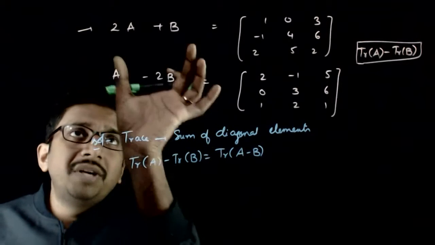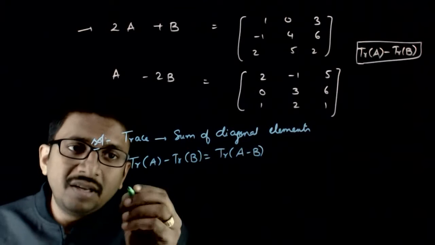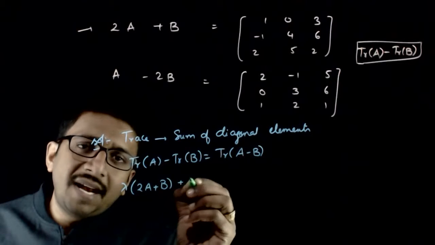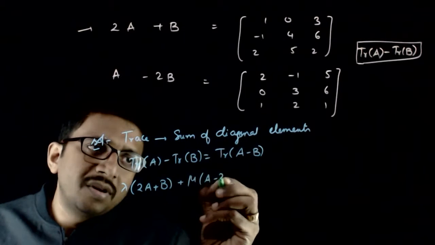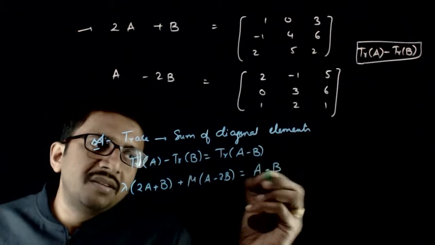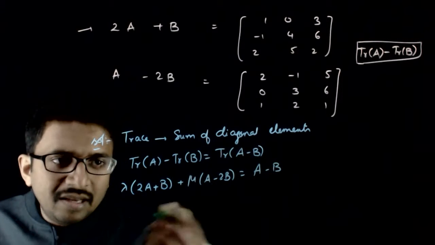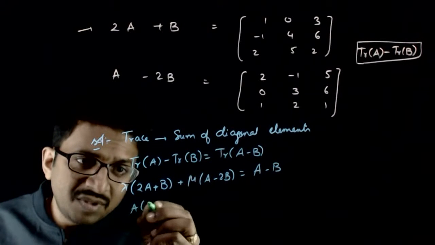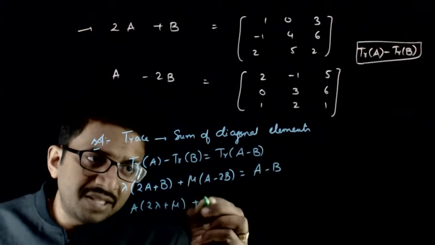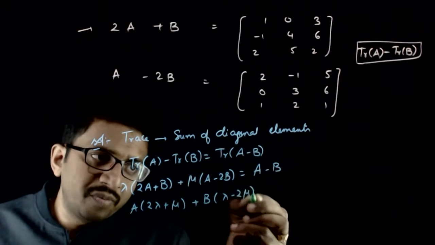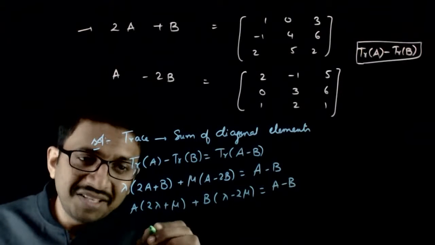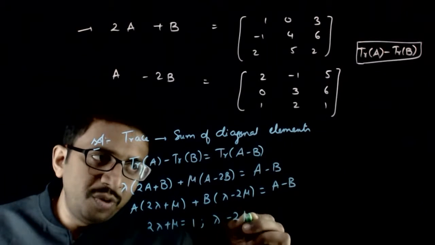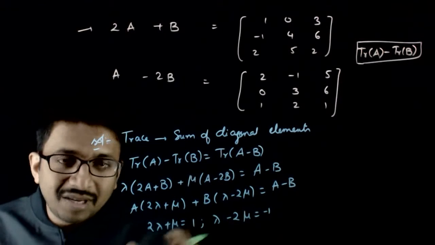So I want A minus B. What should I do with these two equations to get A minus B? Let us say that I'll multiply my first equation with lambda and my second equation with mu to get A minus B. So I'm trying to find the value of lambda and mu which give me A minus B. So A times 2 lambda plus mu plus B times lambda minus 2 mu is equal to A minus B. According to this, 2 lambda plus mu is equal to 1 and lambda minus 2 mu is equal to minus 1.